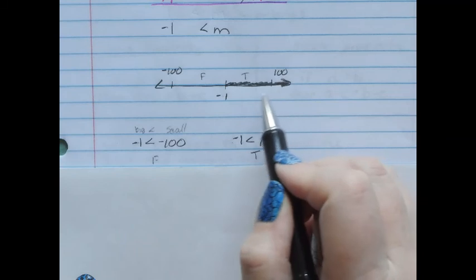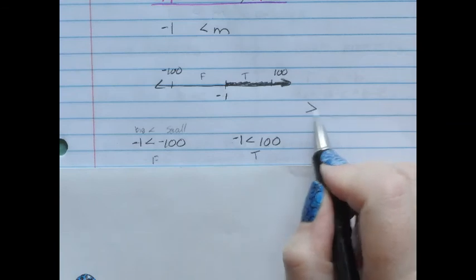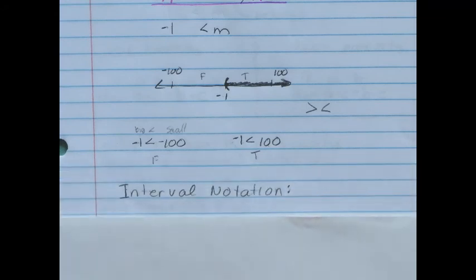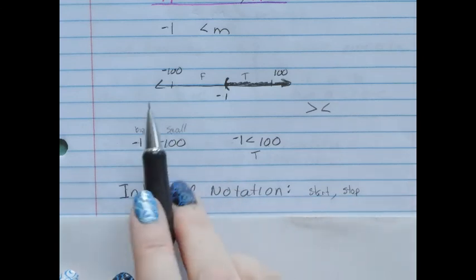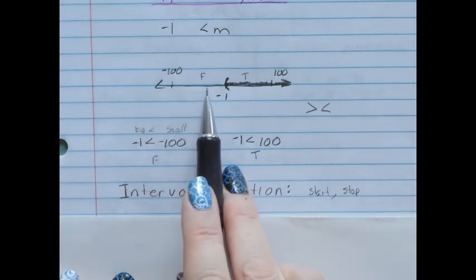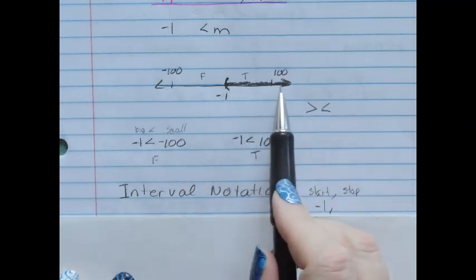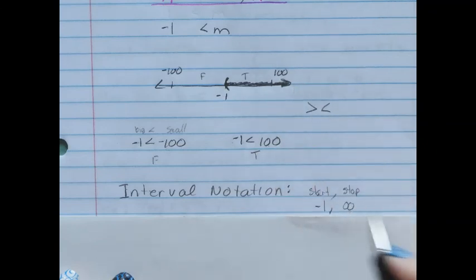Shading all the way to my lovely arrow, shading up from negative 1. And understanding, since I have a greater than or less than symbol, I am using parentheses which face the shaded region. Awesome. Now that I have this, it is time for interval notation. Interval notation, one more time. This is a start. And then where does my shading stop? Looking at the graph, going from left to right, my shading starts at the number negative 1. And my shading ends at this arrow sign, meaning positive infinity.